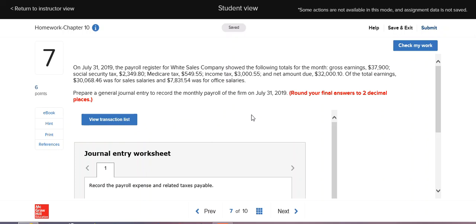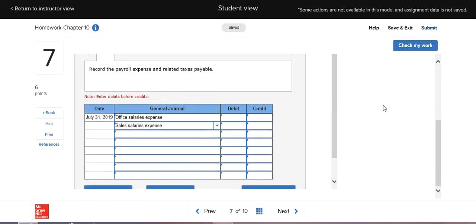We're going to record the gross amount. Then we're going to record all the stuff that we kept out of employee paychecks. And the last thing we're going to record is the net amount, which is what we're going to pay the employees. So it says we kept out Social Security, Medicare, and income tax. So there were 3 things we kept out.